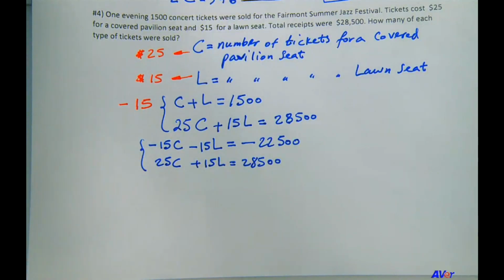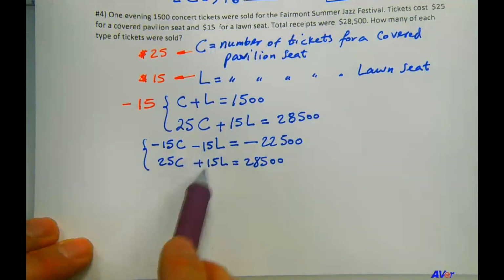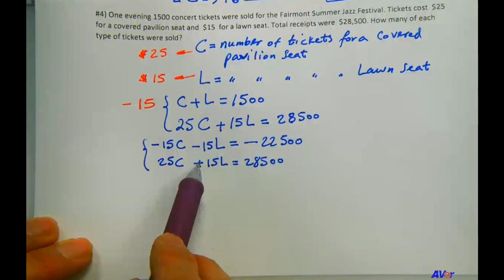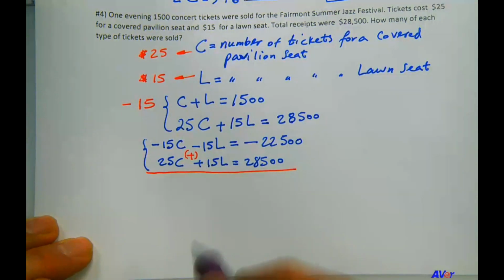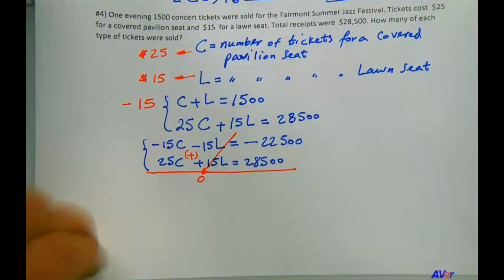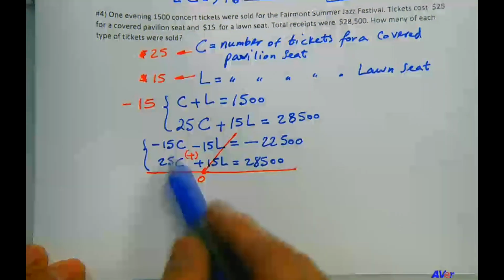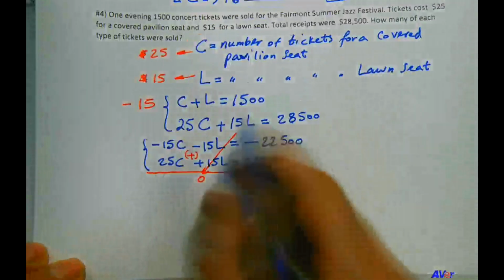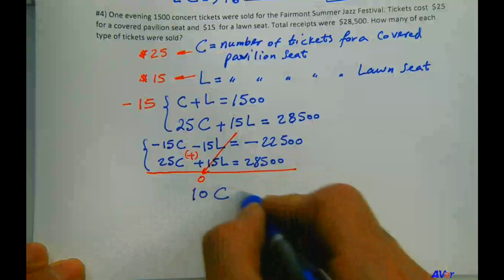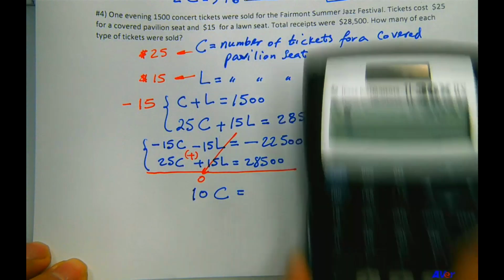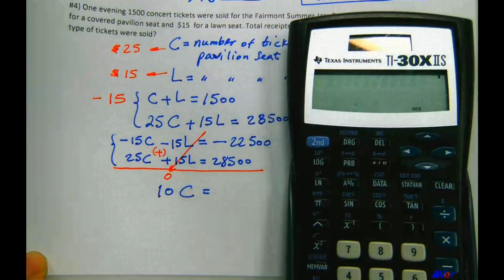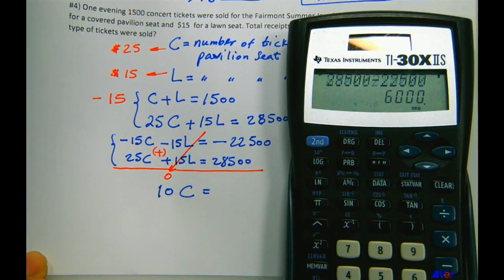Notice that now the L terms have coefficients that are equal but have opposite algebraic signs, which is exactly what we wanted to have before we can add these two equations. So adding these two gives us 0, which we intended. Minus 15C plus 25C, that's positive 10C, equals, adding up these two, what do we get? 28,500 minus 22,500, we get 6,000.